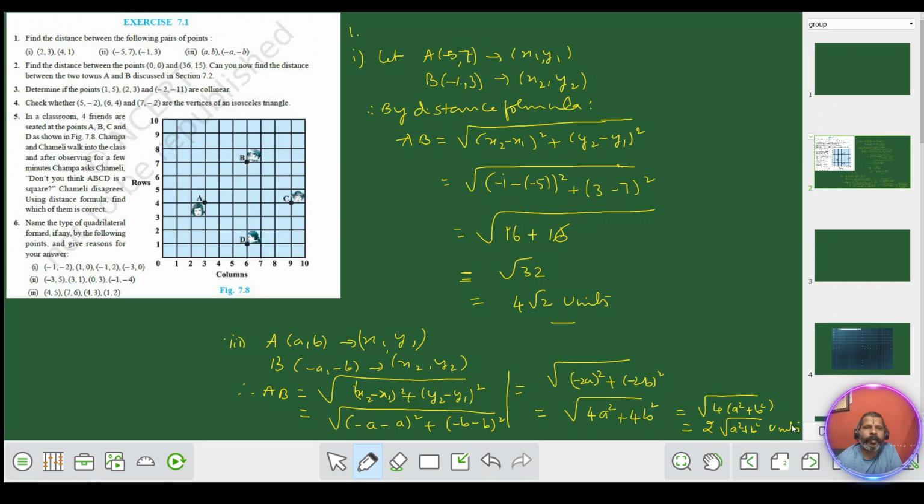So write units here. Okay. There is nothing hard here. You just extract the points, place them in the formula and get the distance. Okay. We'll move on to the next question.